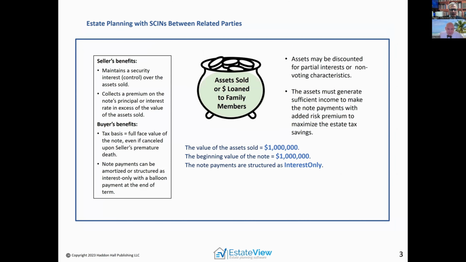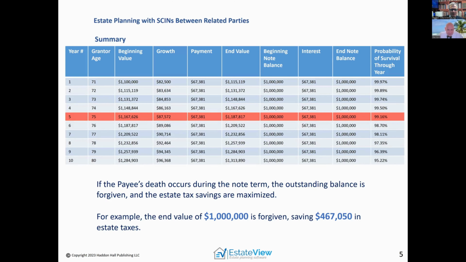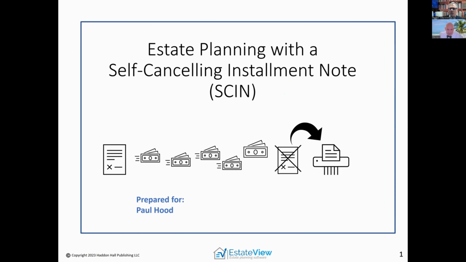Then the value of the assets sold $1 million, beginning value of the note $1 million. And then there's your spreadsheet and an explanation of your savings. So we'll be improving this as we go along. But let me go back now to the software.